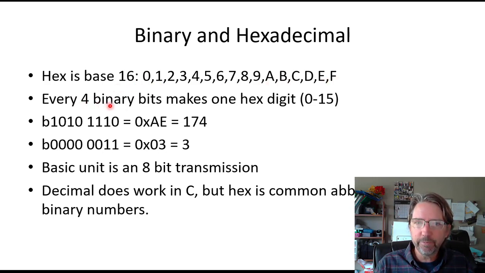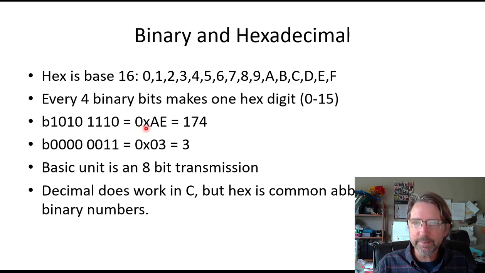And every 4 binary bits is easy to convert to one hexadecimal digit. So rather than an 8-bit binary number, you can write it as a 2-hex digit hexadecimal number. And so because it converts directly, every 4 becomes a character, and the next 4 become a character. It's a shortcut way to write binary. And so this is what programs like C use by default.